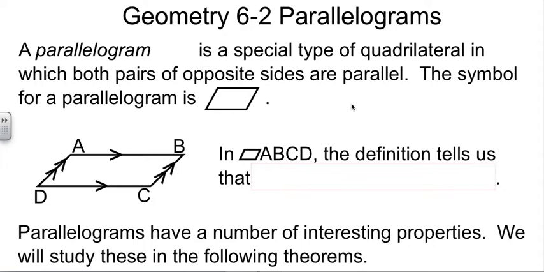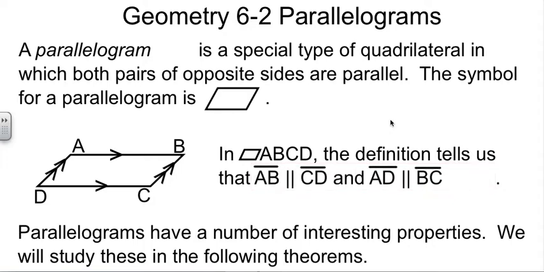Okay. So what the definition of a parallelogram tells us, if I'm looking at this one, ABCD, is that AB is parallel to CD, which I have marked with one set of arrowheads. And also AD is parallel to BC, which I have marked with two sets of arrowheads to show that those two are parallel to each other, but not to the first two.